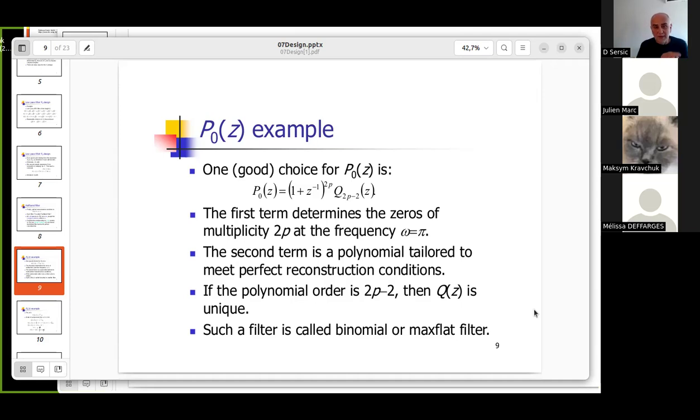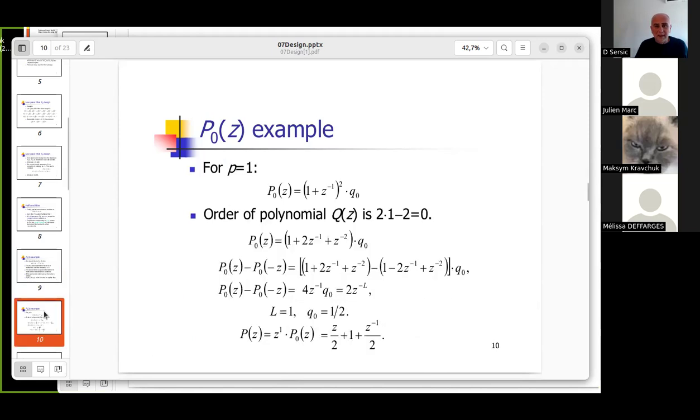If we just choose the lowest order Q, such a filter is called a maxflat filter, and in next lectures you will see why that name. Binomial, of course, because it has that binomial part. So let's go with an example.